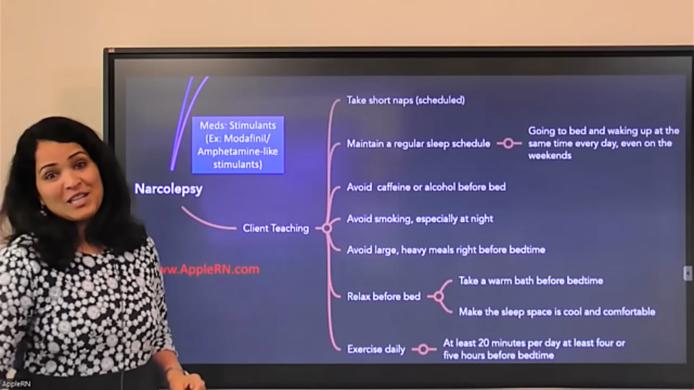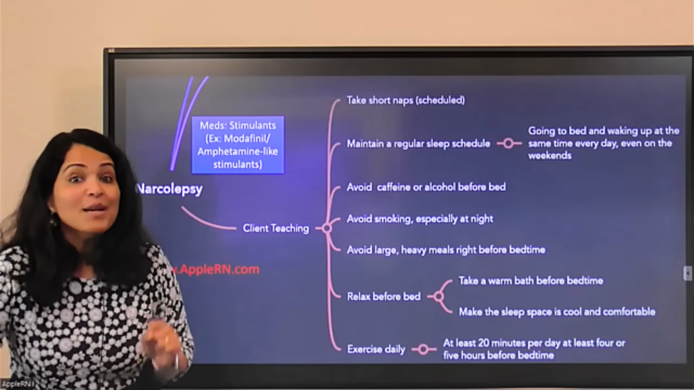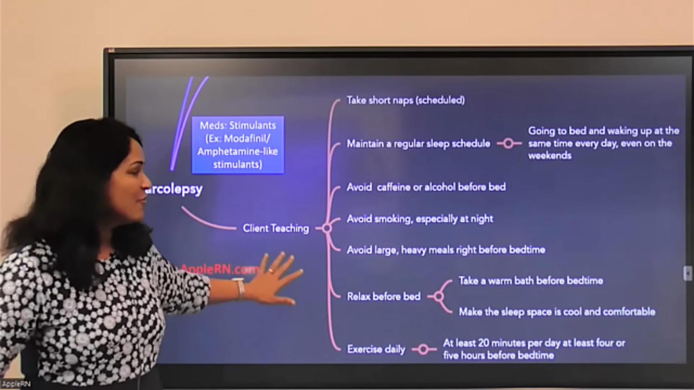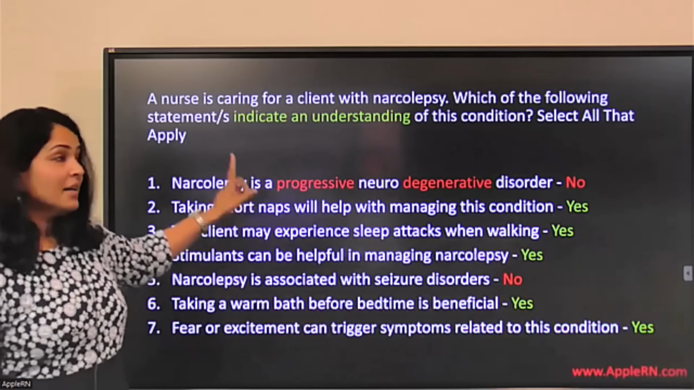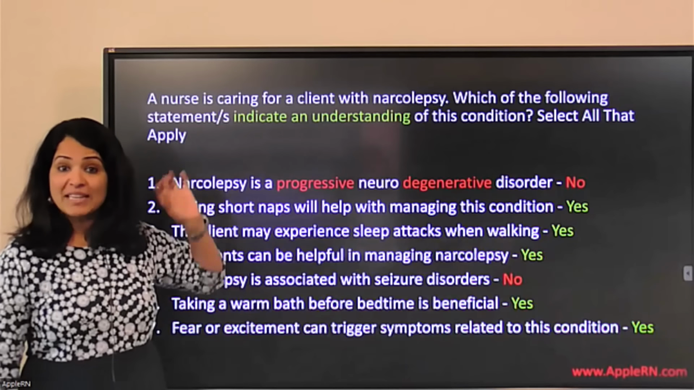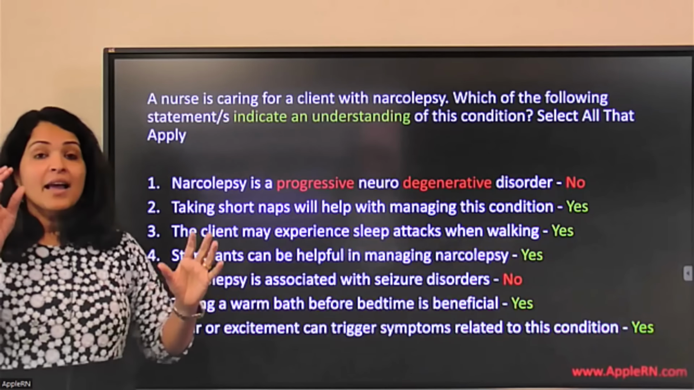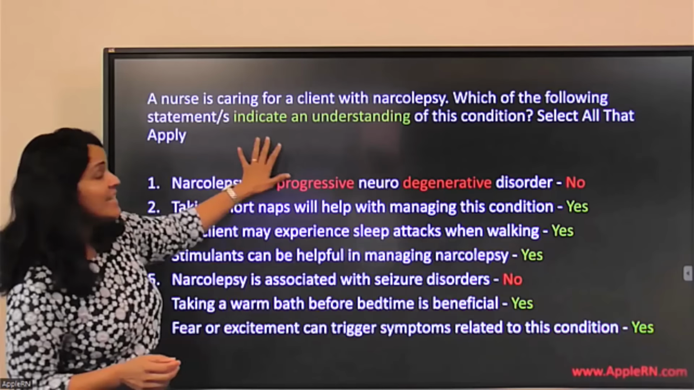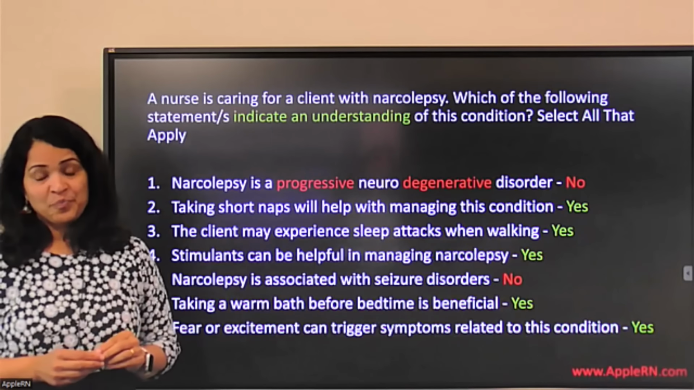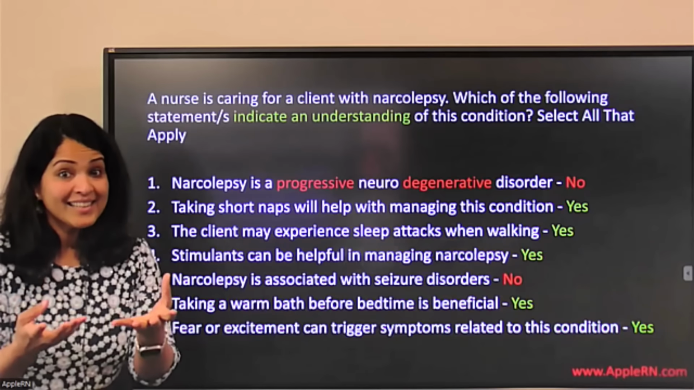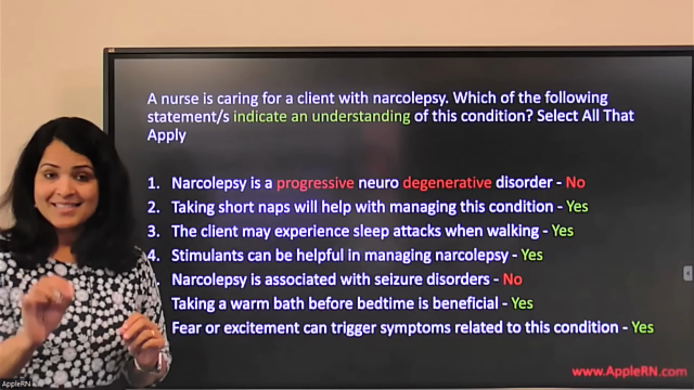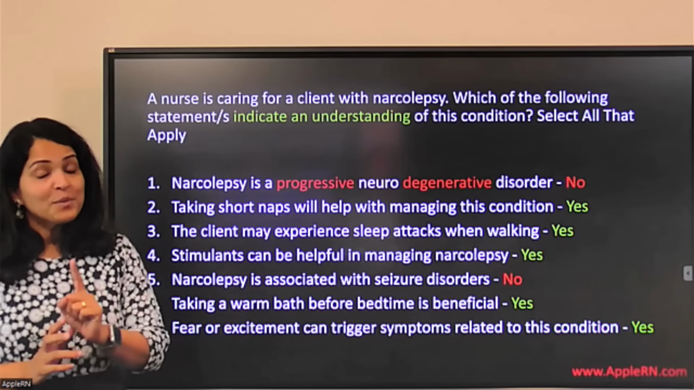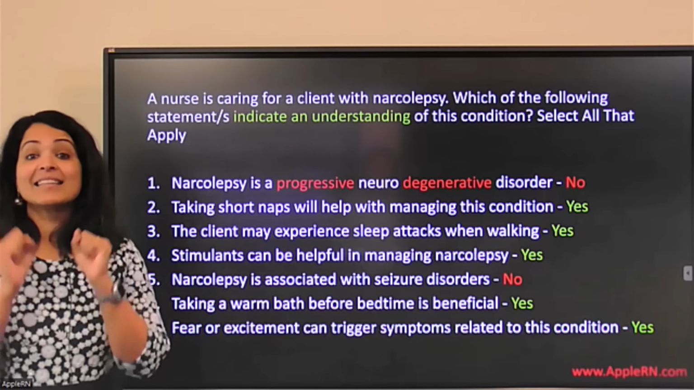And some of this information is going to be very helpful for you to eliminate the options you have got with your question. So let's go back to the question and see how we can apply this knowledge. Number one, what we really need to understand when we get a question from an NCLEX point of view is, are we looking for good things or are we looking for bad things? Here it says, indicate an understanding of this condition. So when they say indicate understanding, we are looking for something good, something correct, something right. So we are going to choose only the options which are the good ones.